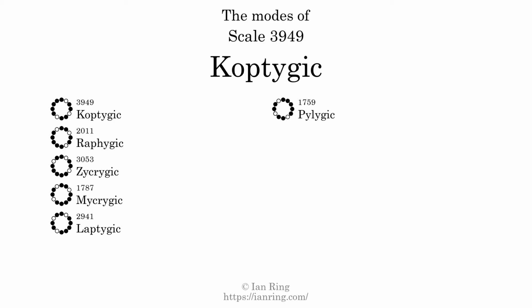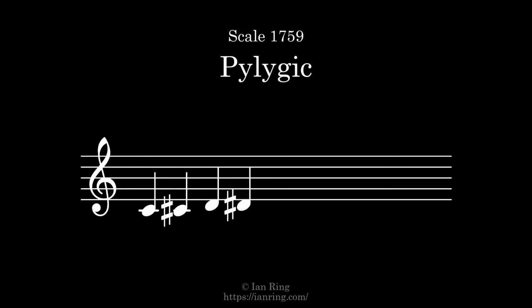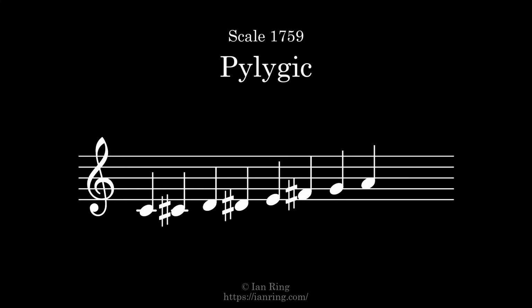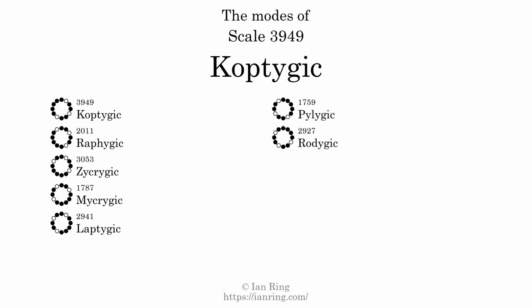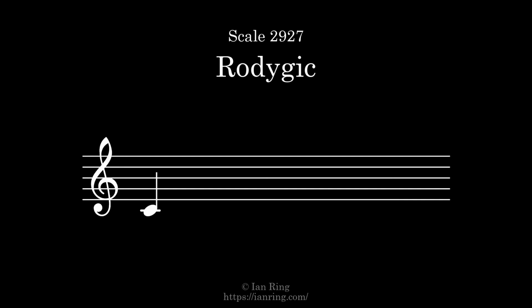The sixth mode is scale 1759, also known as Koptygic. It sounds like this. The seventh mode is scale 2927, also known as Koptygic. It sounds like this.